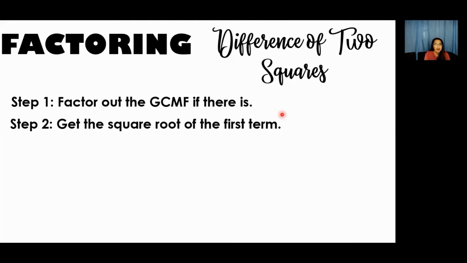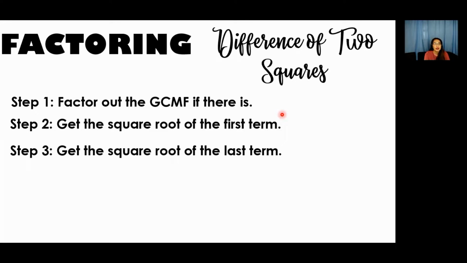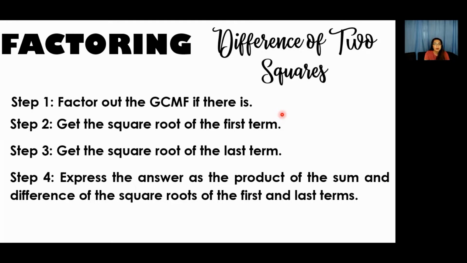Step 2 is to get the square root of the first term. And step 3, get the square root of the last term. Step number 4, express the answer as the product of the sum and difference of the square roots of the first and last terms. Ang haba, pero madali lang yan. Okay? So let's apply these 4 steps in factoring the DOTS.